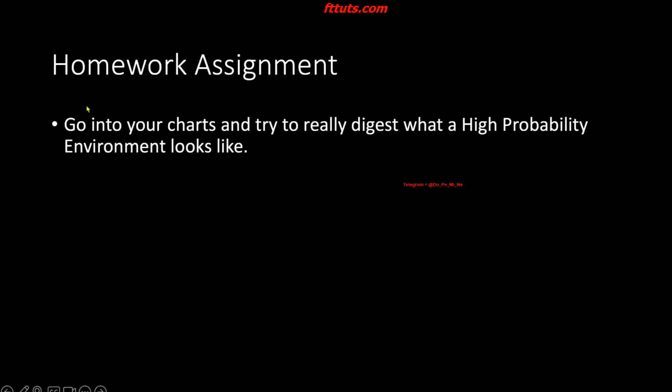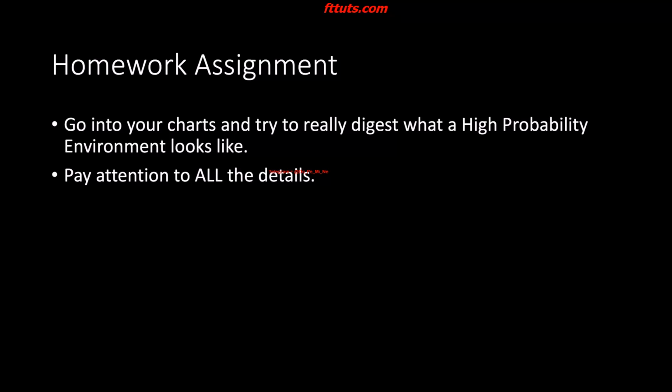So here's a homework assignment that I've made up for you. I want you to go into your own charts and try to really digest what a high probability environment looks like. I want you to pay attention to all the details, meaning I want you to do top-down analysis, starting with the high time frame institutional order flow. Is it clear where the market is drawn towards? Yes or no? Is the economic calendar supporting that the market should draw towards a specific price level? And then go into the lower time frames to see if intermarket relationship is confirming that a specific session can be deemed as high probability.